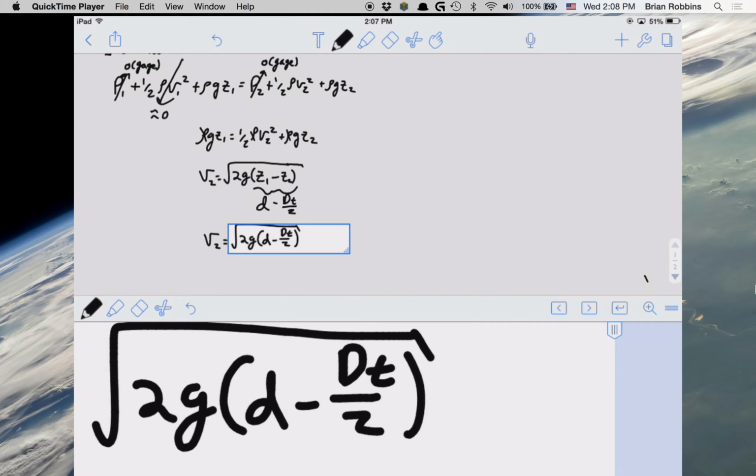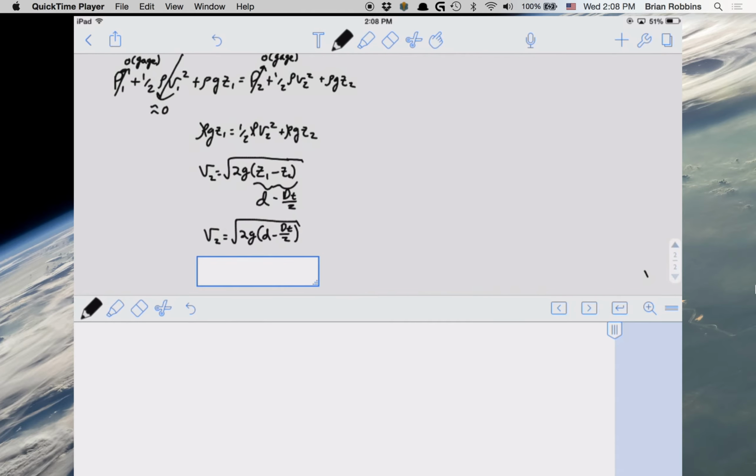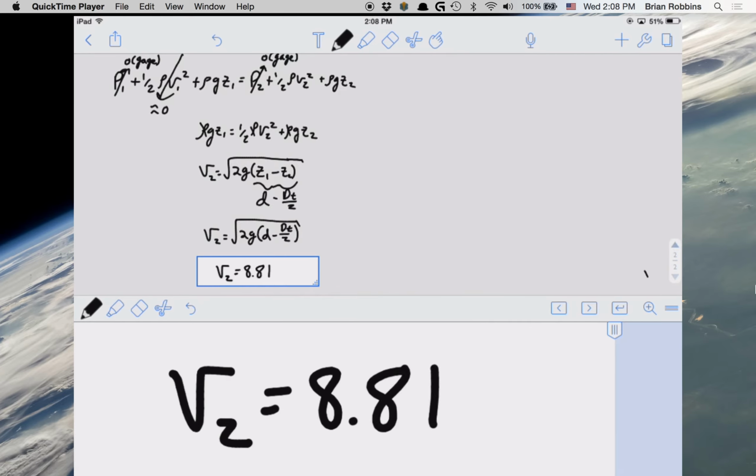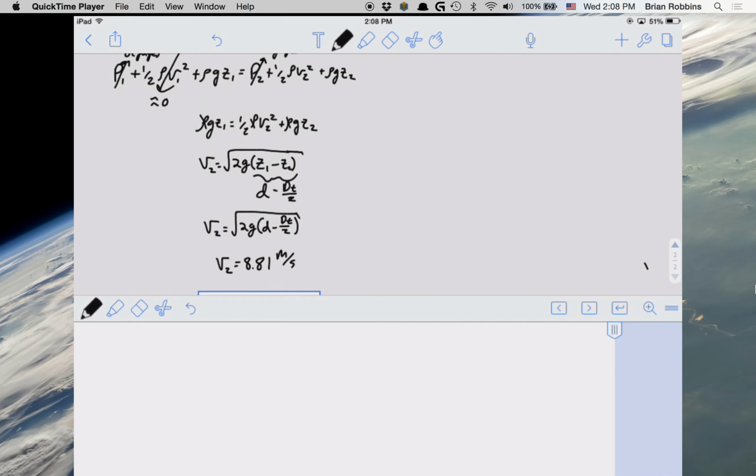Now all of these values are known, and just to make the length of the video a little bit shorter, since this is actually a very long example problem, I'm going to leave plugging in the actual known values as an exercise for you guys, but the answer that you end up getting is 8.81 meters per second for our velocity at 2.